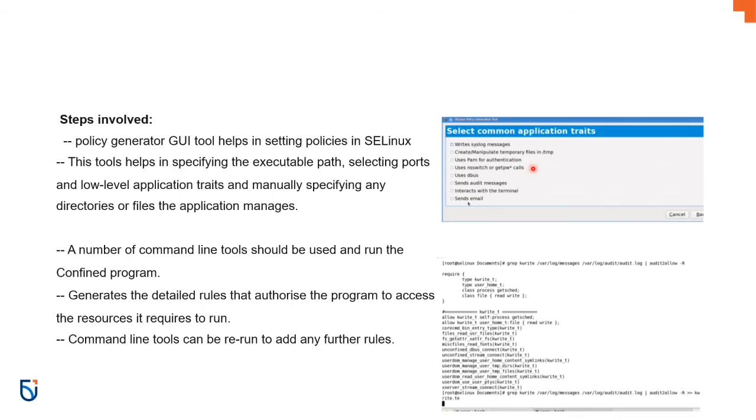So in order to have a complete policy, we run a number of command line tools. In this picture, we can see some command line tools running, such as allow write, allow read, etc. After specifying these command line tools, we run the confine program, which generates the detailed rules that authorize the program to access the resources it requires to run. If we want to add any rules to the same program, we can rerun these command line tools in order to add any other rules for future purposes.